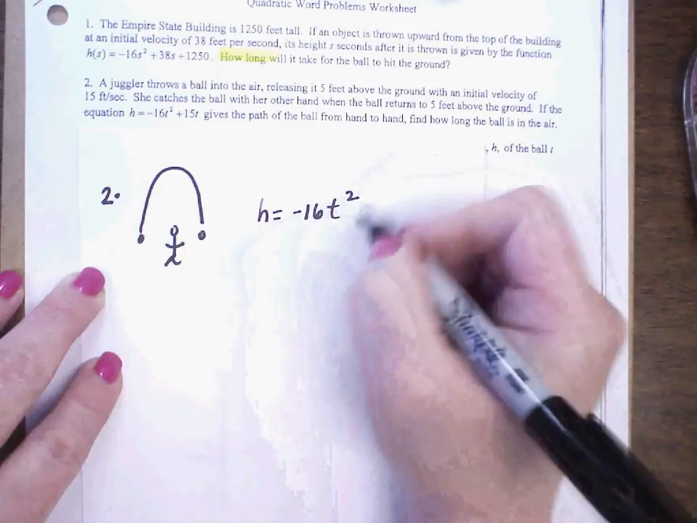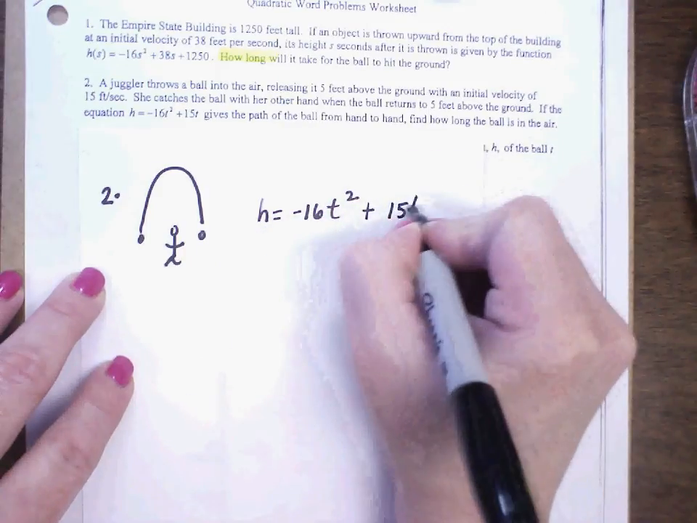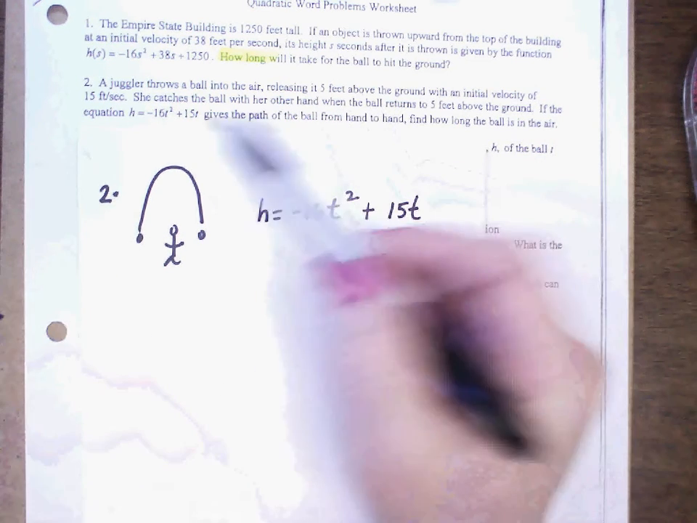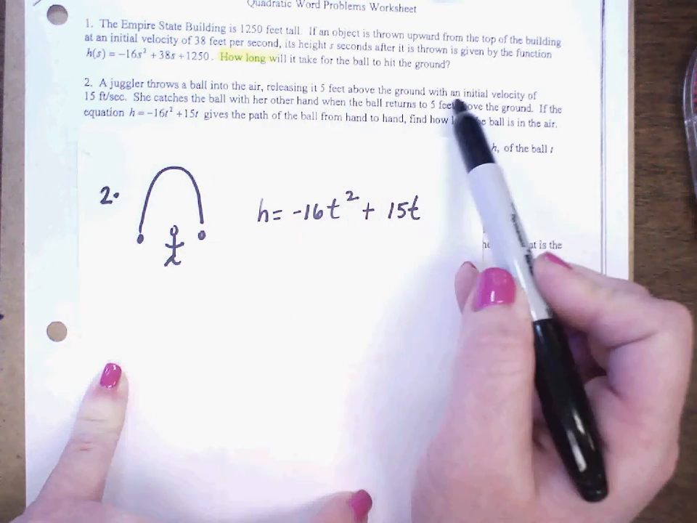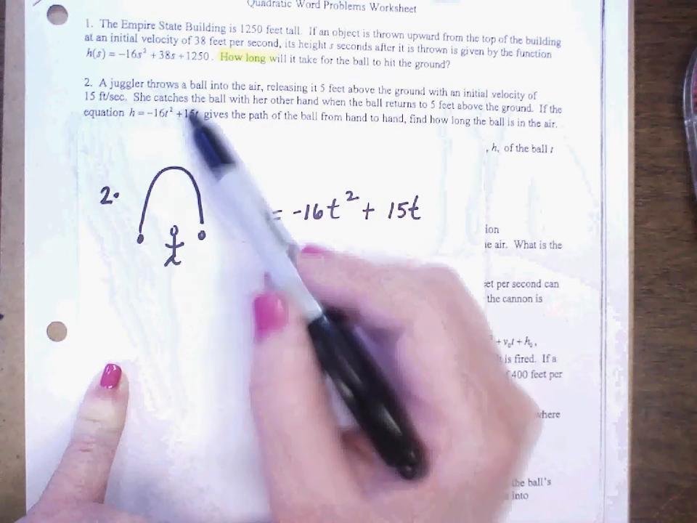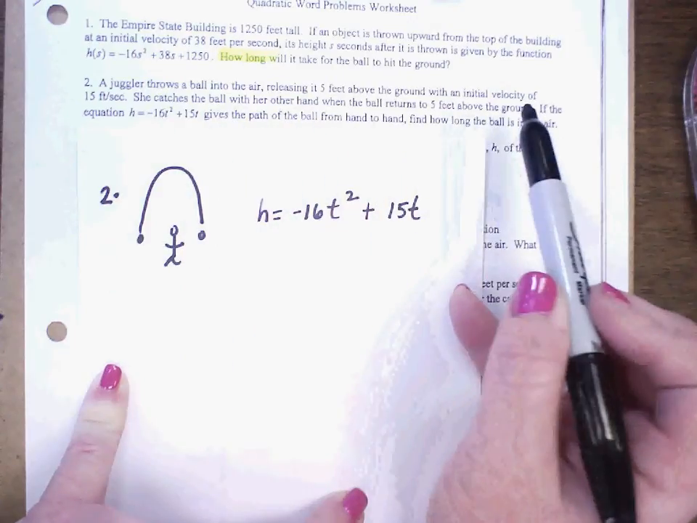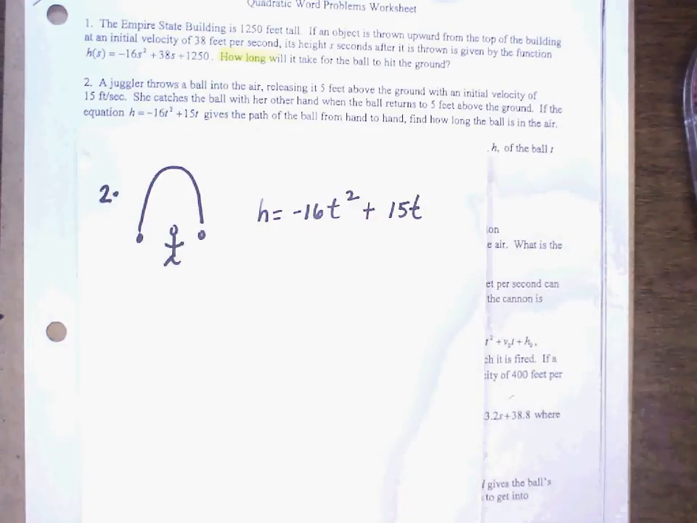So my function would be h equals negative 16t squared, h of t, plus 15t. Yay? All right, so a juggler throws a ball into the air, releasing it 5 feet above the ground and with an initial velocity of 15 feet per second. She catches the ball with her other hand when the ball returns to 5 feet above the ground.